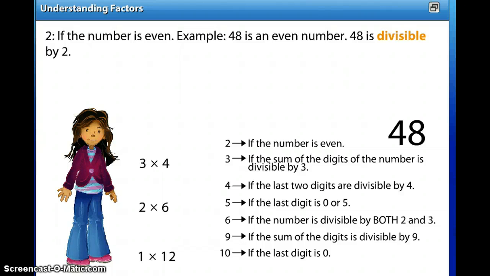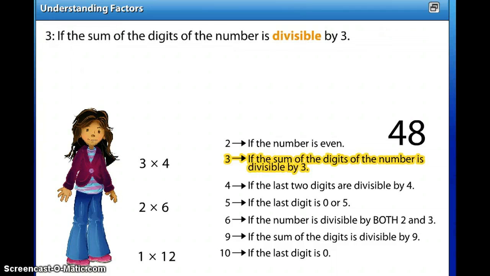So start right here. 2, if the number is even, then it's divisible by 2. Wait, 2 if the number is what? Even. The number is even. This is also in your book. If you happen to get behind, it's in your book.